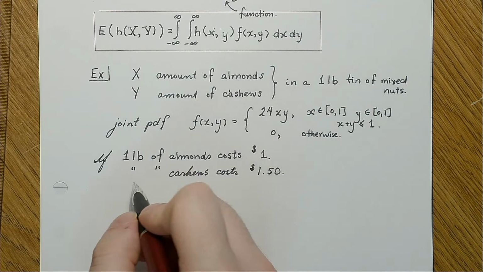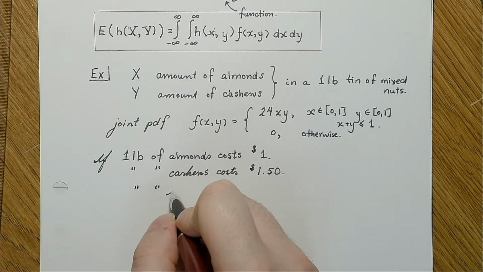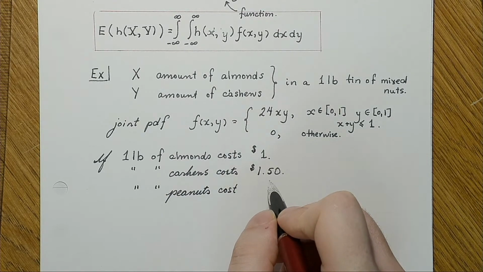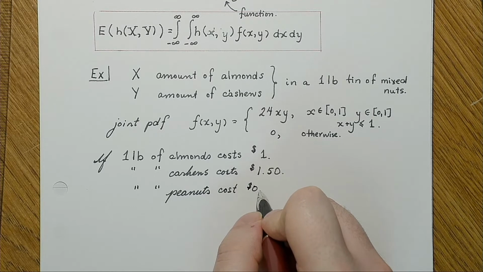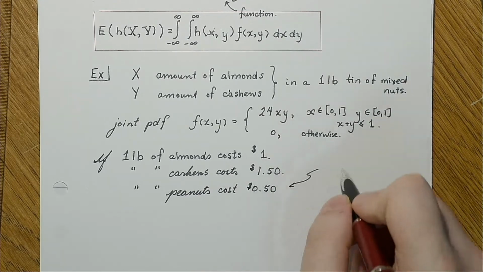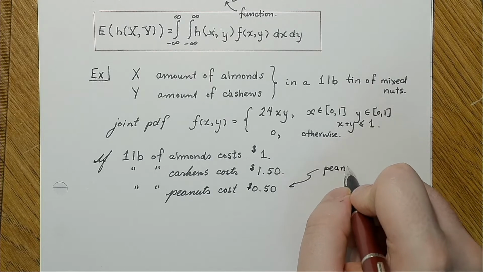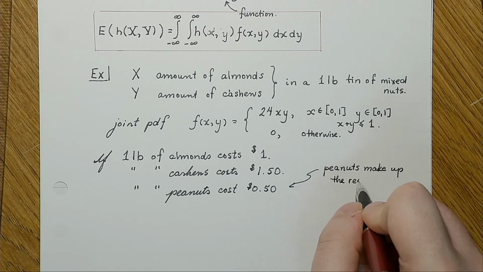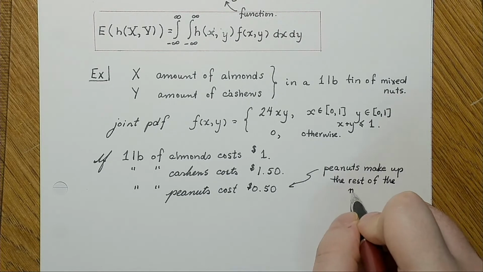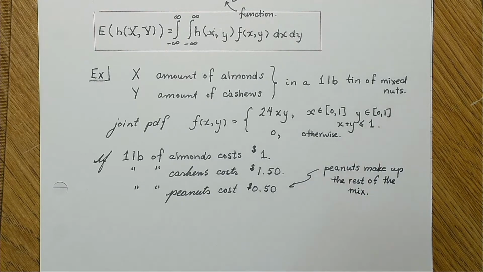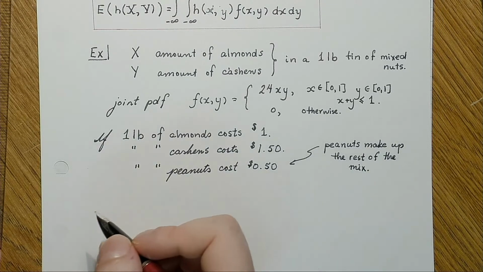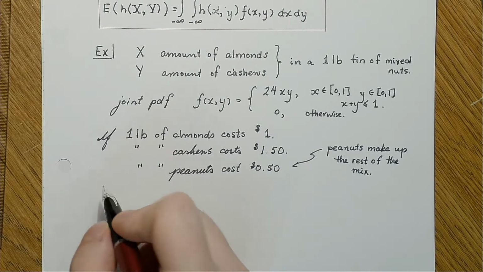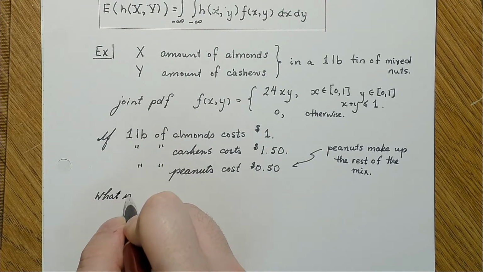And they also then use 1 pound of peanuts. And those cost 50 cents. So this means that peanuts make up the rest of the mix. Well, what we would like to show then is, what is the expected cost?